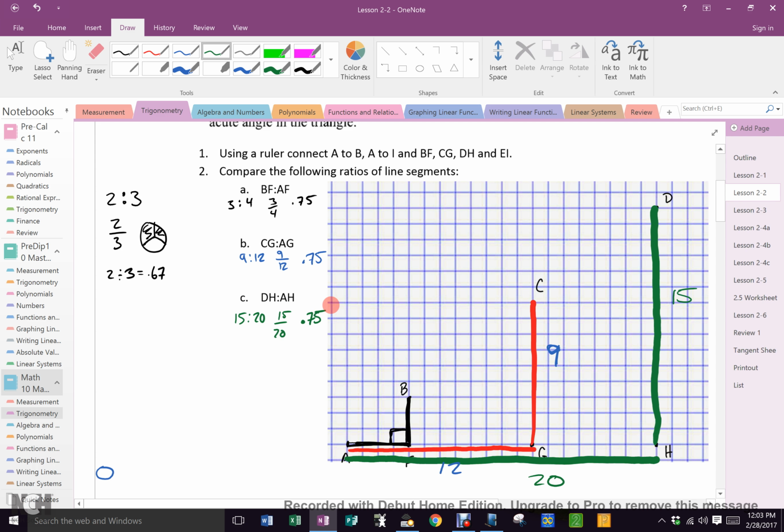Which is again 0.75. Is everybody cool with what we've done? I haven't explained it yet, but you all understand that the comparisons between all of these lines are the exact same, yes?